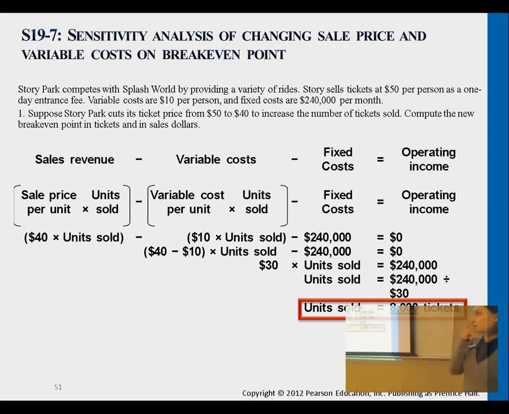So here's what I did. We're going to use this formula. Again, we've done this, right? So sales revenue minus variable cost minus fixed cost is our operating income.